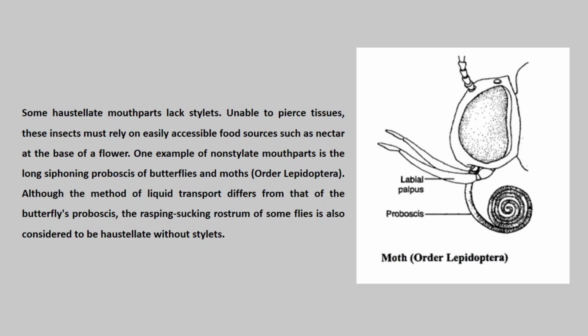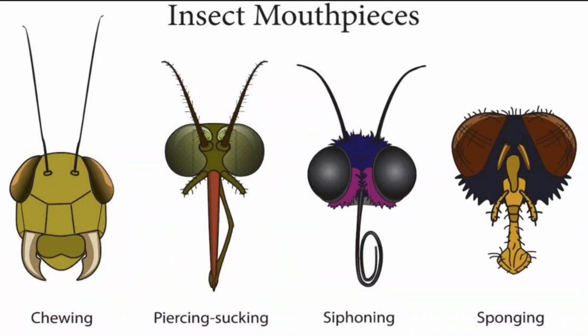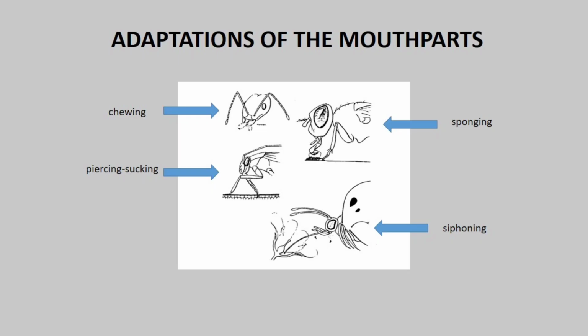Some haustellate mouthparts lack stylets. Unable to pierce tissues, these insects must rely on easily accessible food sources such as nectar at the base of a flower. One example of non-stylate mouthparts is the long siphoning proboscis of butterflies and moths, order Lepidoptera. Although the method of liquid transport differs from that of the butterfly's proboscis, the rasping sucking rostrum of some flies is also considered to be haustellate without stylets. Adaptations of the mouth parts.